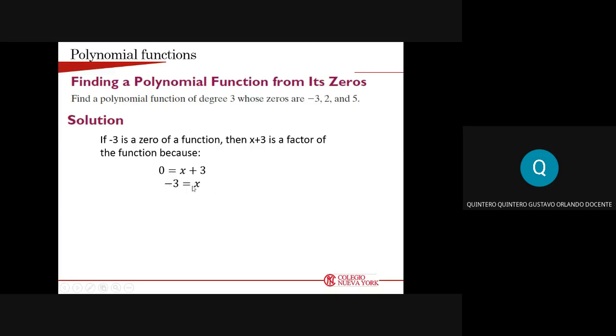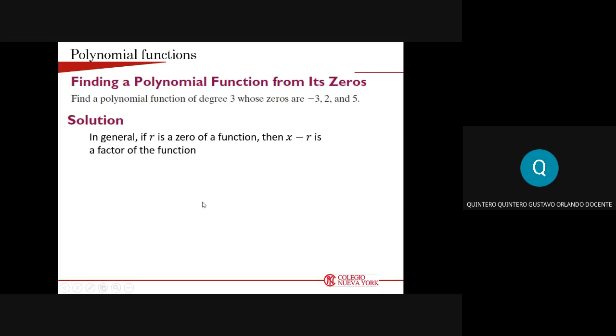So we are, in fact, working backwards. How good is this? In fact, if r is a 0, so 2 or 5, any other 0, we can find the factor simply by saying x minus r. X minus r is a factor of the function. So we know one factor already, x plus 3. Can you find the other two? Well, yeah. The other two will be x minus 2 with the opposite sign, and for 5 will be x minus 5. There are the 3 factors.